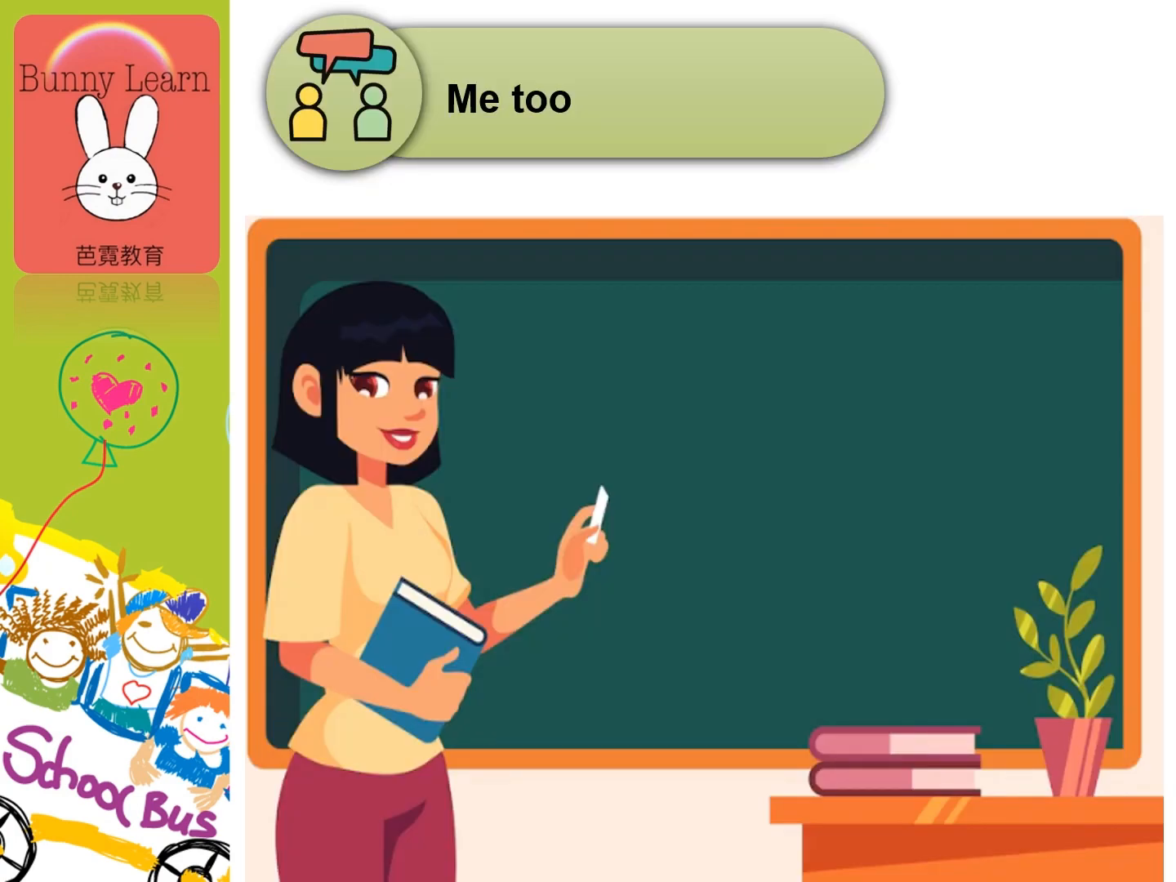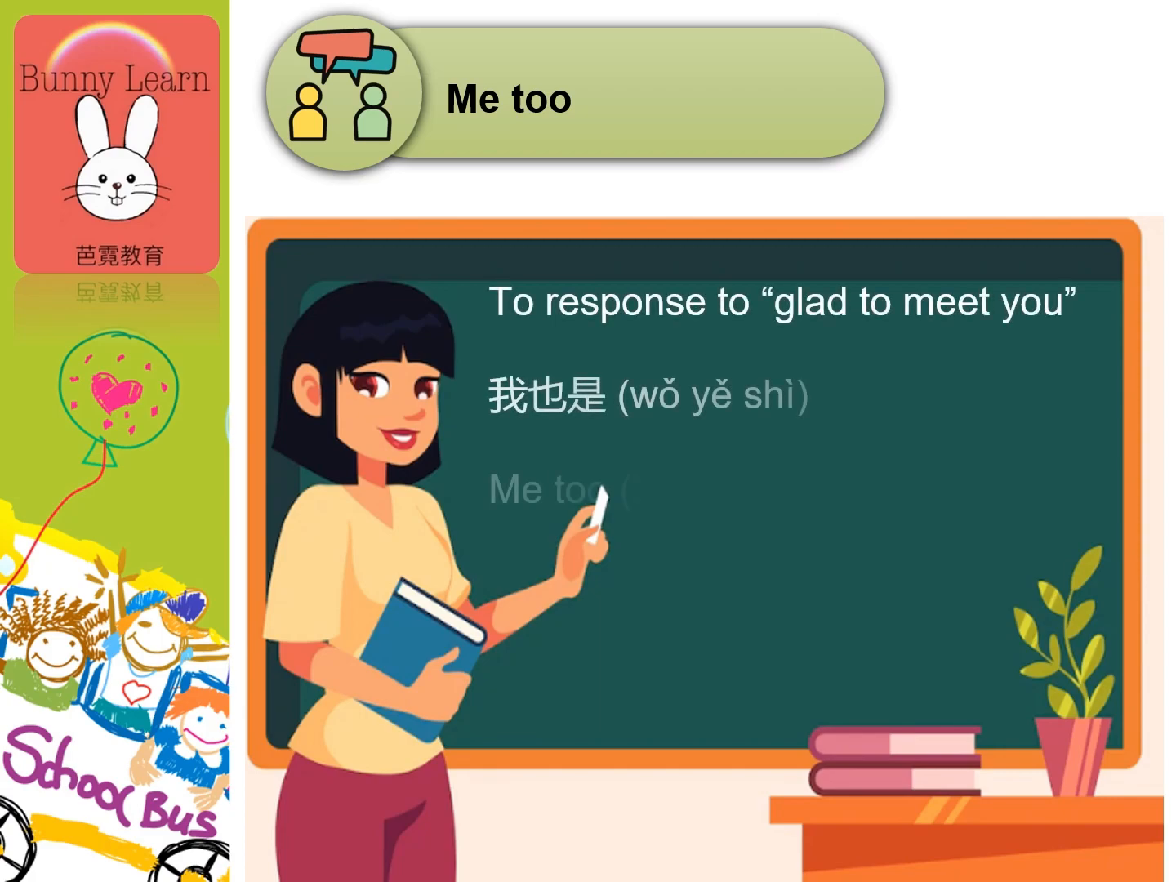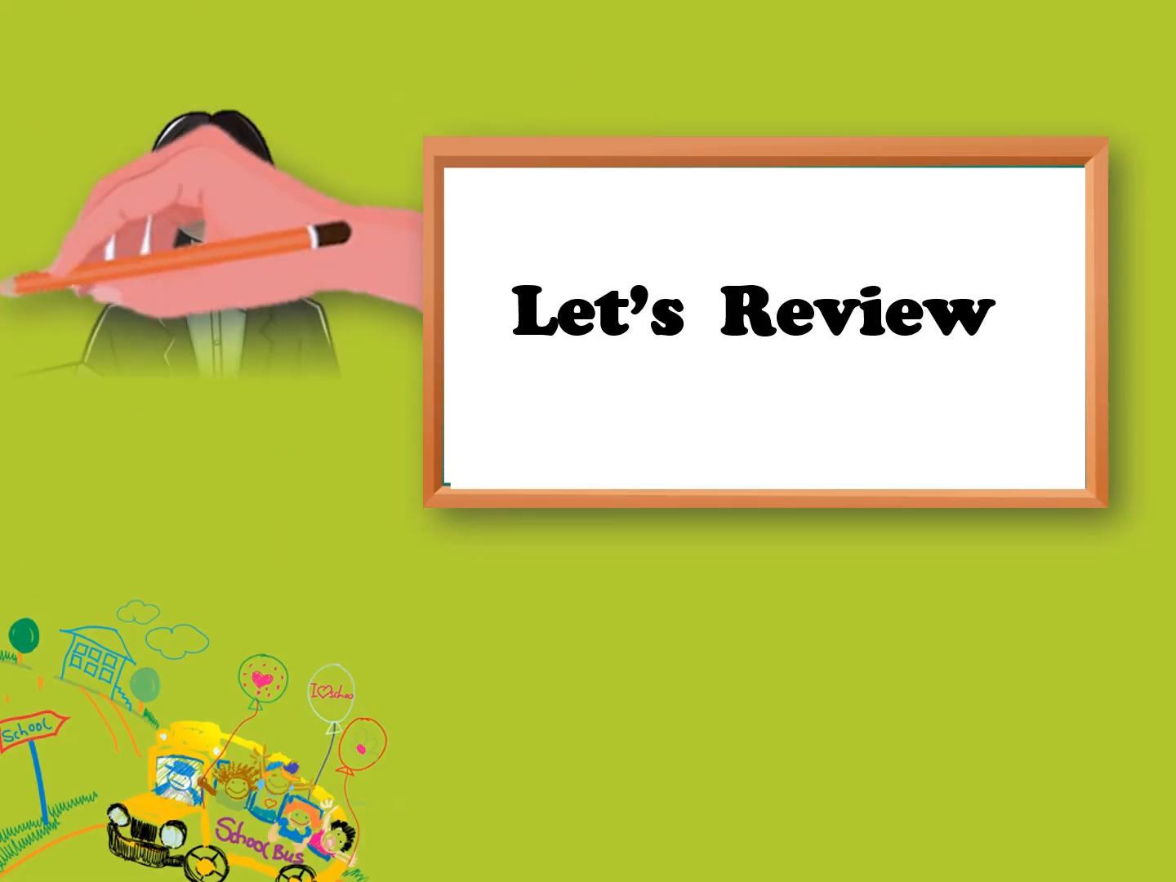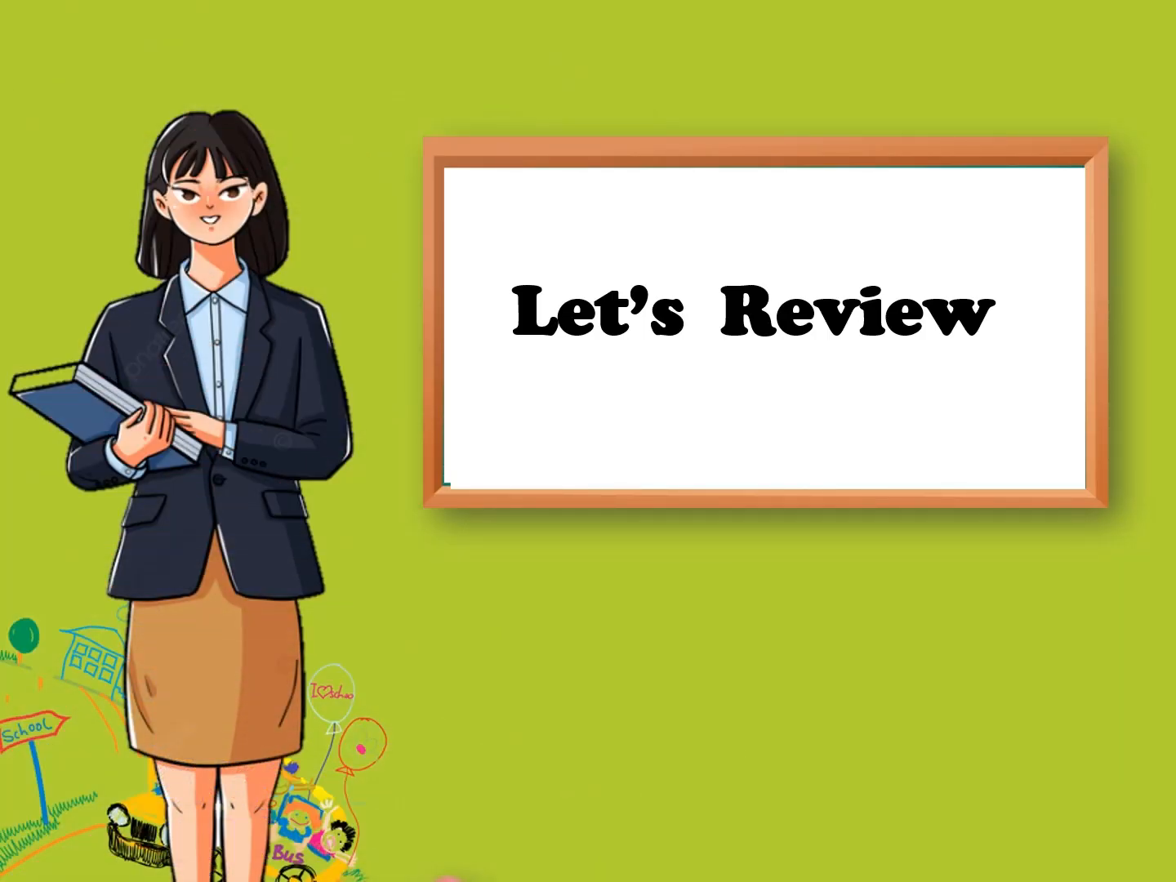If someone says glad to meet you ahead of you, you can simply respond 我也是, which means I am glad too, to indicate that you're pleased to meet them too. Let's practice. 我也是. Me too. Now that you've learned how to say your name, ask for someone's name, and tell them that you're pleased to meet them, let's review everything that we've learned.